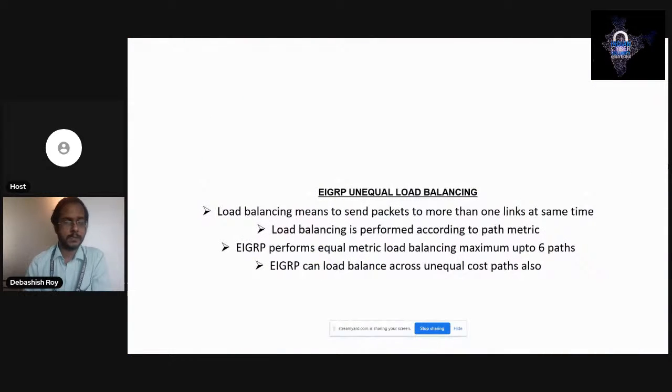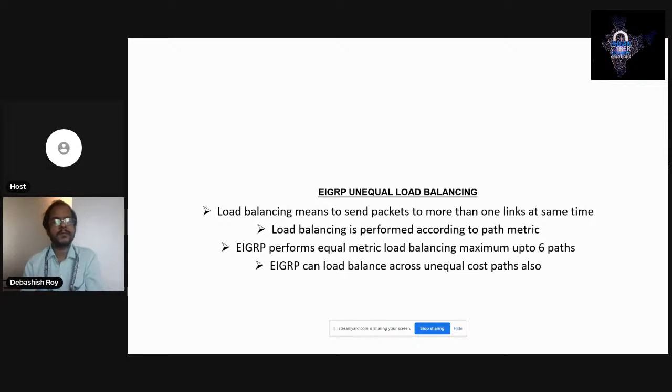Today, the topic that I've come up with is EIGRP unequal cost load balancing. That is a very important topic for CCNP Enterprise, and that is a topic for the ENARSI, the Advanced Routing Services paper. So, what is load balancing after all?